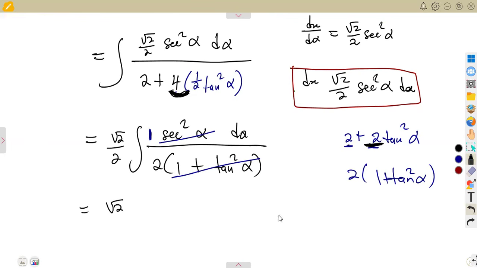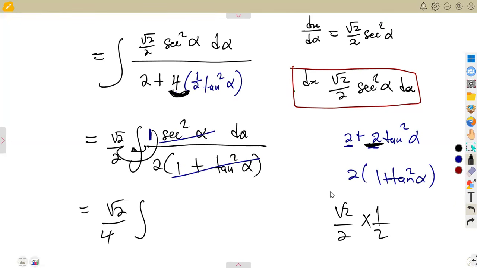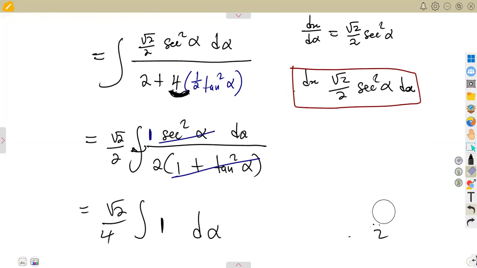Take the 1 over 2 out of the integral. It means we've got the square root of 2 over 2 times 1 over 2. So it was going to give us square root of 2 over 4. The integral of what? This whole part here is simplified. We canceled everything. We took the 1 over 2 out of the integral. So we're just left with the 1, with respect to alpha. So these are the simplifications that you will just need in these substitutions.